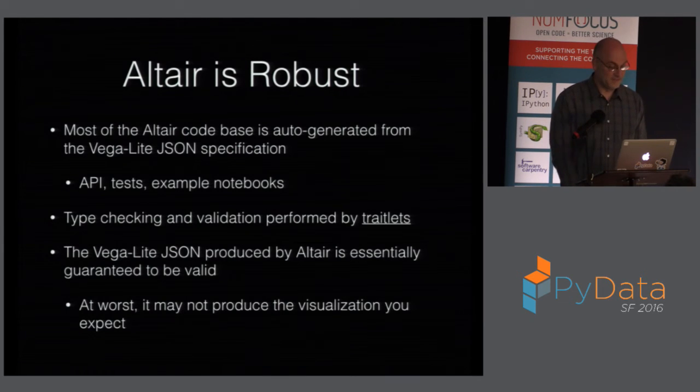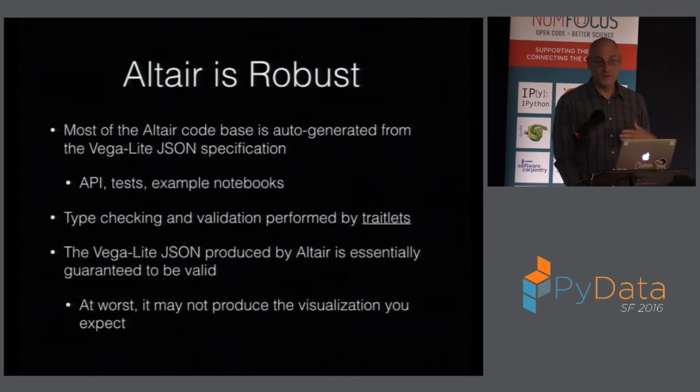So Altair is robust. Why do I say that? Most of the Altair code base is auto-generated from the Vega-Lite JSON specification. So I don't know the exact fraction, but basically our Altair code base consists of a JSON file that just comes from the Vega-Lite repository that specifies what the JSON data structures should look like. We read that JSON file, and then we have a bunch of Jinja templates that we use to auto-generate the Python API that we have.